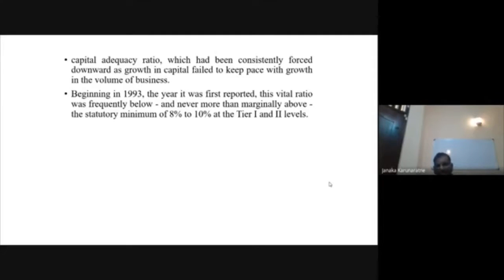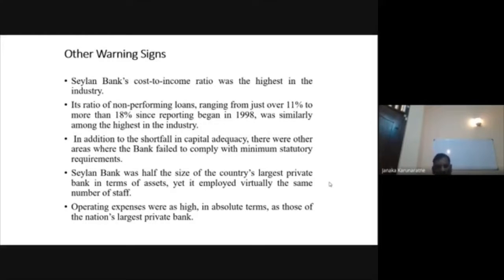Beginning in 1993, the year it was first reported, this vital ratio was frequently below and never more than marginally above the required statutory minimum of 8% and 10%, that is 8 to 10% at the tier 1 and tier 2 level. So since this ratio began to be reported in 1993 in Sri Lanka, the bank was marginally above or sometimes below. So that itself says the bank cannot manage its economic capital. Even the regulatory capital was sometimes below or marginally above.